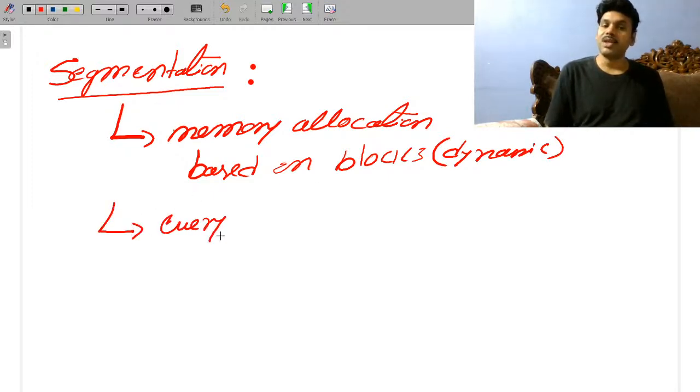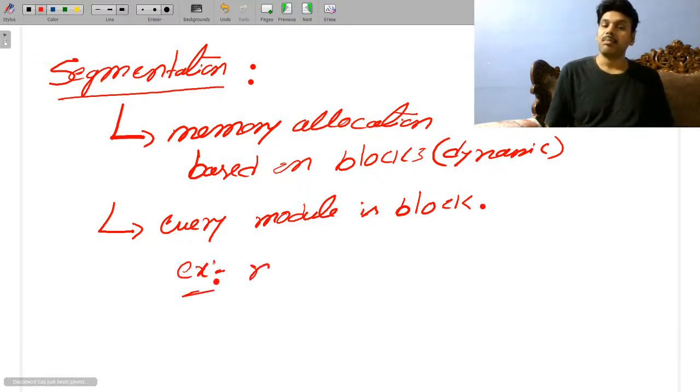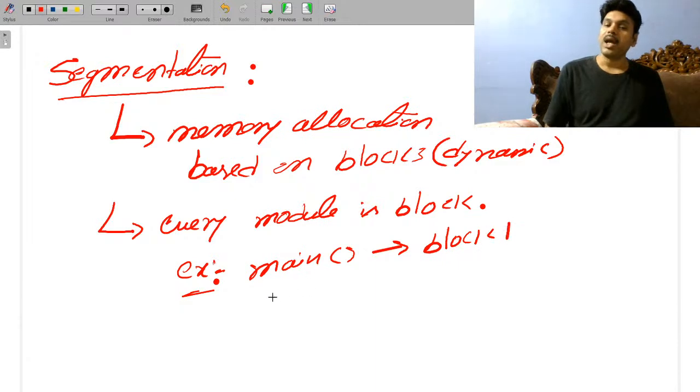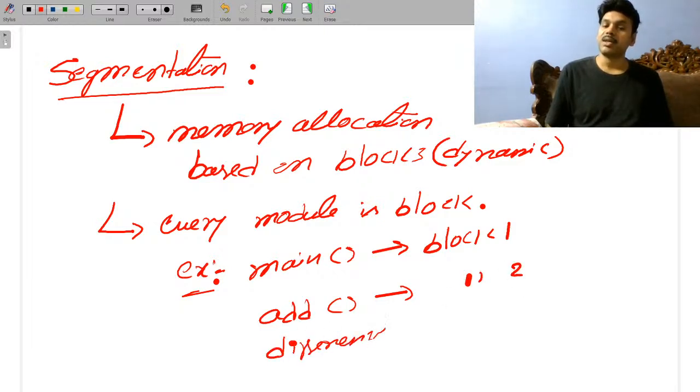We assume that every module is one block. What is the user thinking? The user is thinking that, for example, the main function is one block. Please understand, this is one block. And some add function, this is block 2. And some differentiation function, this is block 3. How do I want to execute? I want to execute like this.